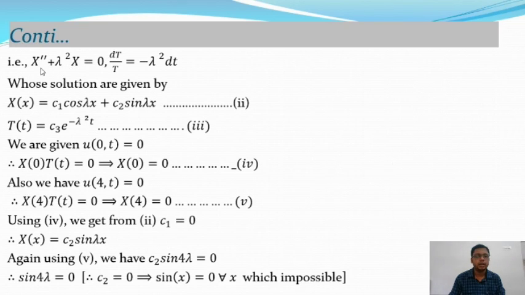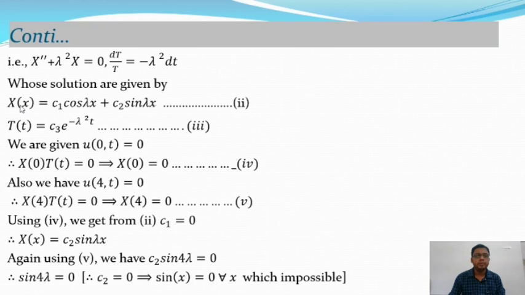So the auxiliary equation of this differential equation is m square plus lambda square is equal to 0. So from this we get m is equal to plus minus i lambda. So the roots of the auxiliary equation are imaginary. Therefore the complementary function is c1 cos lambda x plus c2 sin lambda x. Okay, and the particular integral is 0. In that case, we could apply the D operator method to get the solution.